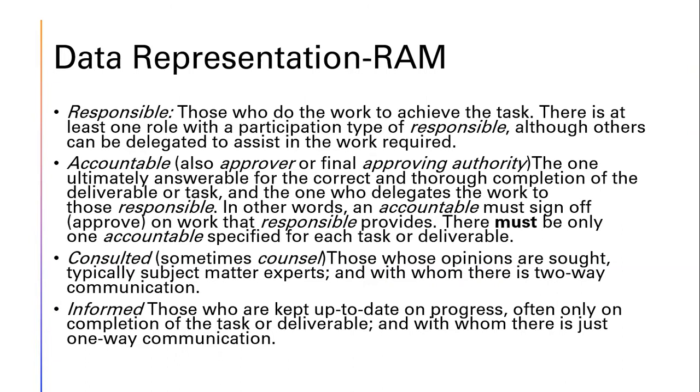So in the responsibility assignment matrix, there are 4 properties. Responsible means a person who is directly involved in producing deliverables. Accountable is a person who is his or her boss. Consulted is a person who will give the training and guidance to the responsible person. And informed is a person who will be informed when the thing is done, when the deliverable is ready.